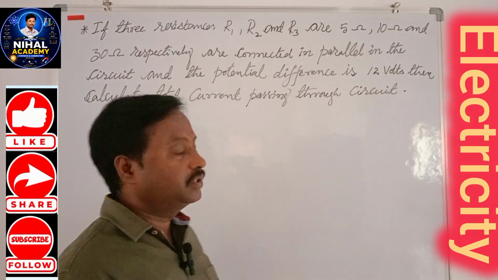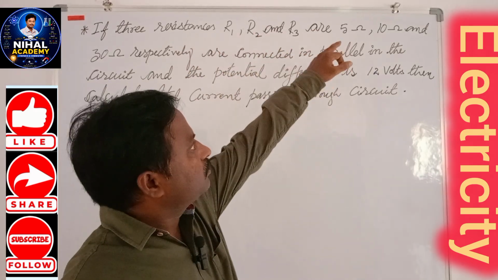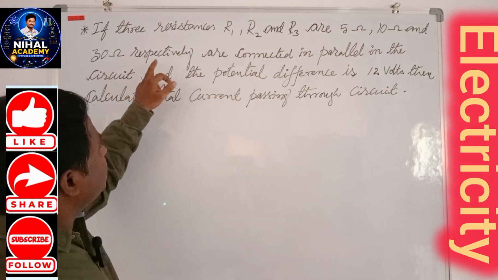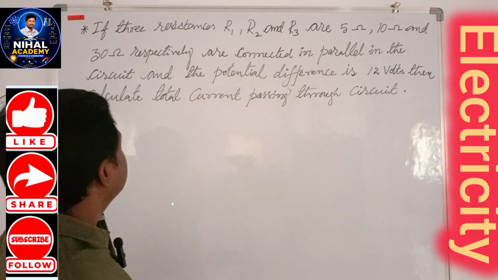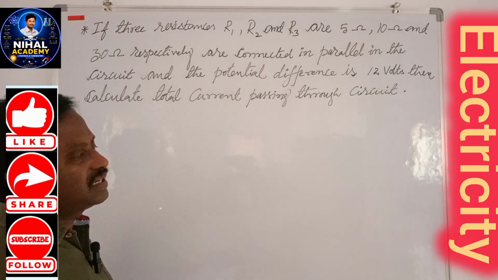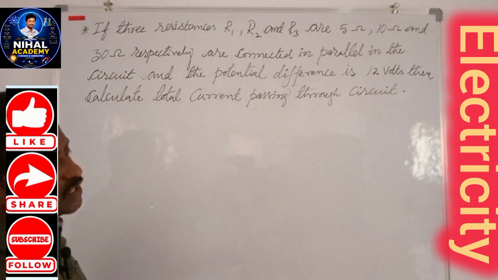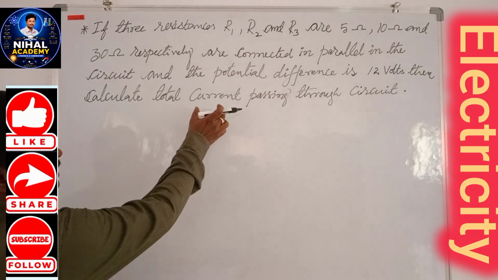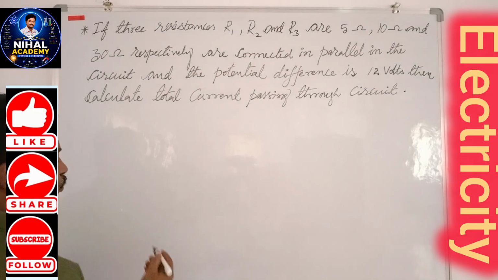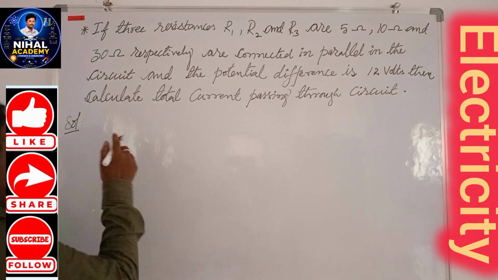Now we'll see the second question. If three resistances R1, R2 and R3 are 5 ohm, 10 ohm and 30 ohm respectively, connected in parallel in the circuit, and the potential difference is 12 volts, then calculate the total current passing through the circuit. Here the three resistors are given. These three resistances are connected in parallel and the potential difference is given, that is 12 volts. Now we have to calculate the total current passing through the circuit. So first write the given data.